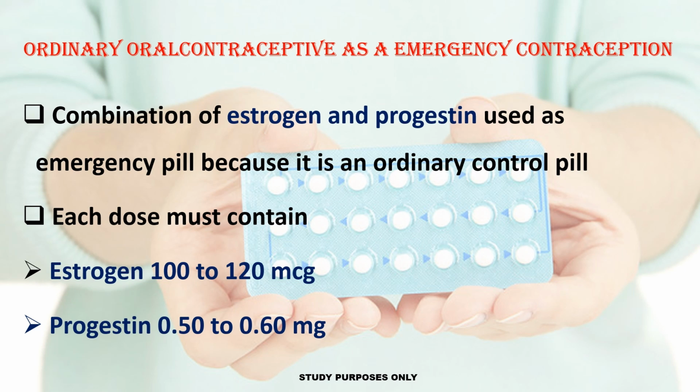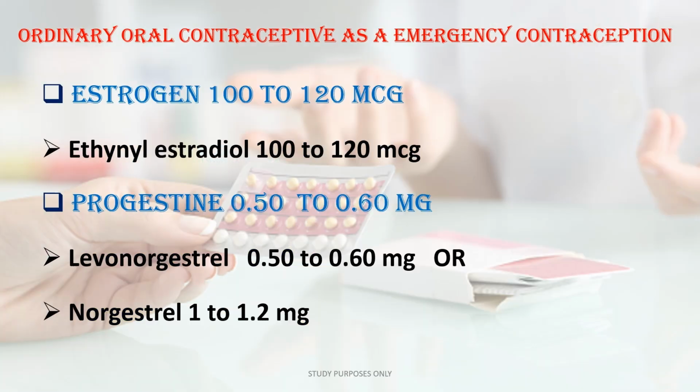We need estrogen 100 to 120 microgram. We can select ethinyl estradiol. It is a form of estrogen, 100 to 120 microgram. Then select progestin 0.50 to 0.60 milligram. Select levonorgestrel 0.50 to 0.60 milligram, or norgestrel.